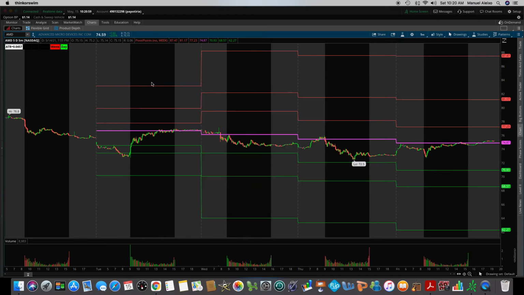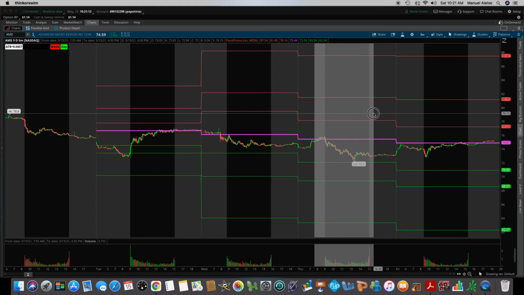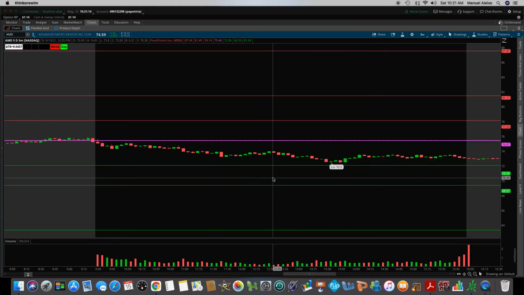Now, pivot points are areas of support. They're areas of resistance. So as you can see in this chart, and I'm just going to highlight this area here. This was Thursday's run on AMD. As you can see, we broke below the pivot line, and then we tried to reclaim the pivot line. Once we break below the pivot line, it then becomes an area of resistance, okay?